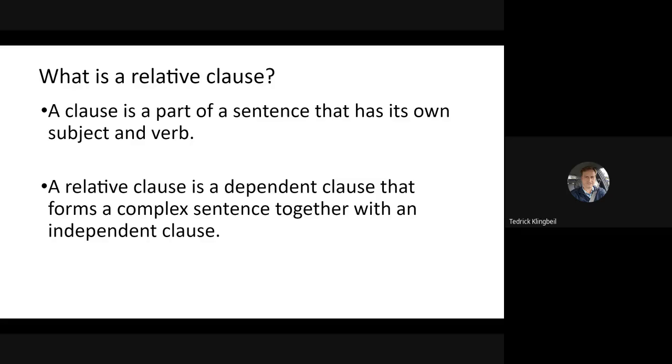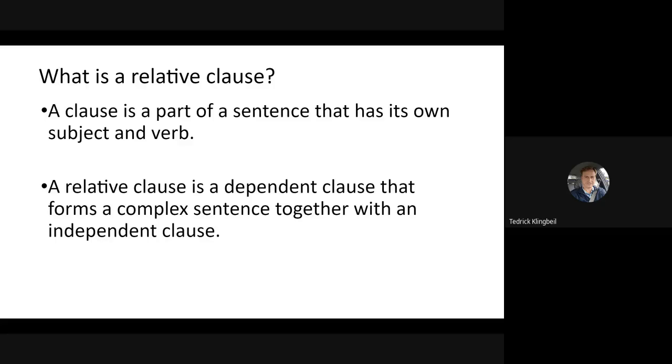A clause is part of a sentence that has its own subject and verb. Now, a subject is a noun or a pronoun. It's usually at the beginning or near the beginning of a sentence. And it is the thing or person that is doing the action in the sentence. The verb describes the action that is being done in the sentence. So if I said something like, Mohammed drove to town, Mohammed is the subject, drove is the verb. And of course, town is the object, but we're not talking about objects today.